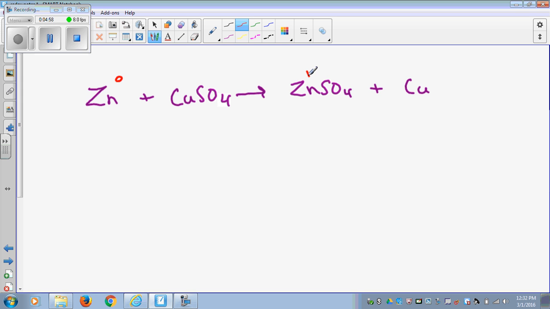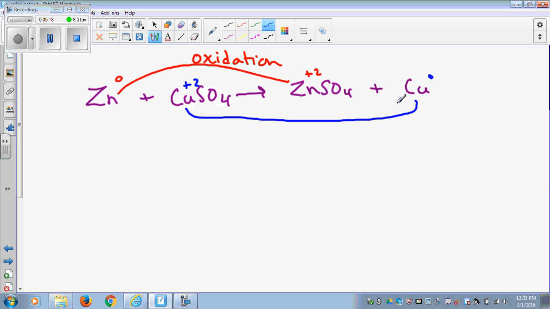So I hope you understand what I'm going to do here. Zinc is neutral and zinc becomes positive 2. So it has gone through oxidation. The charge increases and it went through oxidation. The copper, which was positive 2 here, went to neutral. So copper has gained the electrons that zinc had lost. So copper went through reduction. The oxidation number decreased, and it went through reduction. So these are the two half reactions.